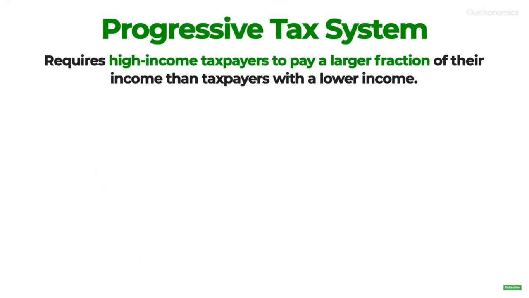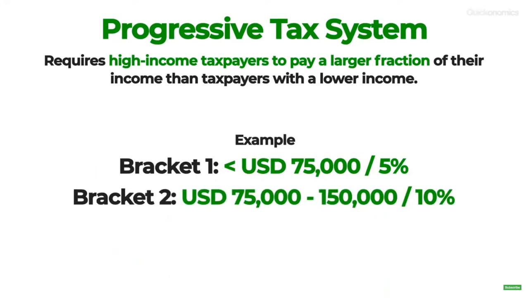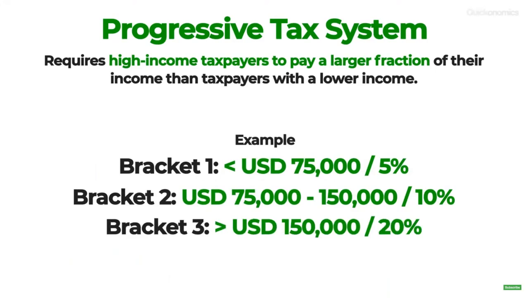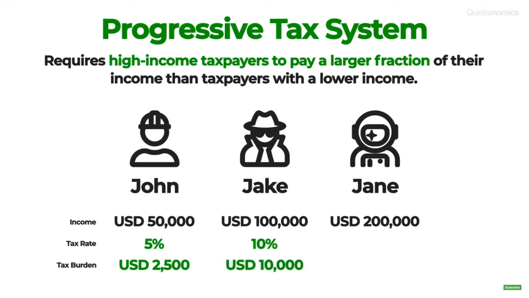To see how that works, consider a progressive tax system with three tax brackets. People who earn up to $75,000 pay a 5% income tax. People who earn between $75,000 and $150,000 pay 10%. And people who make more than $150,000 pay a 20% income tax. That places John, Jake, and Jane in three different brackets. John only has to pay a 5% income tax, which adds up to $2,500 in his case. Meanwhile, Jake has to pay 10% of his income in taxes, which is equal to $10,000. And finally, Jane's income is taxed at 20%, which means she has to pay $40,000.